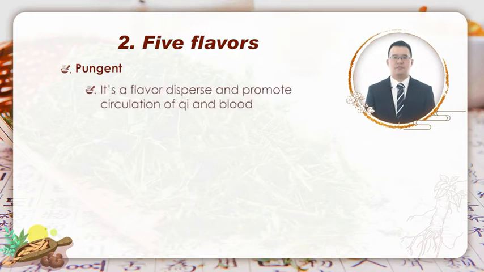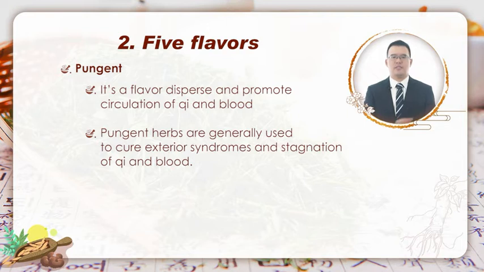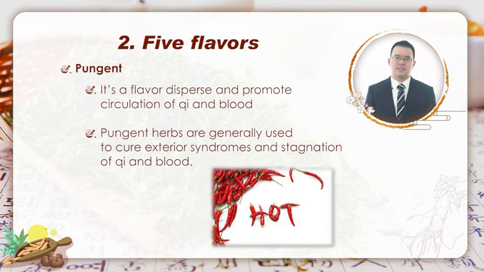It's a flavor that disperses and promotes circulation of qi and blood. Pungent herbs are generally used to treat exterior syndromes and stagnation of qi and blood. Pepper is a typical pungent herb, which can promote circulation of qi and blood when people feel cold.